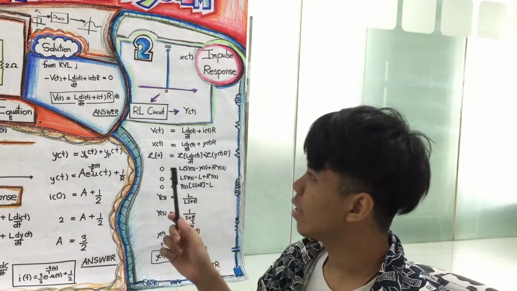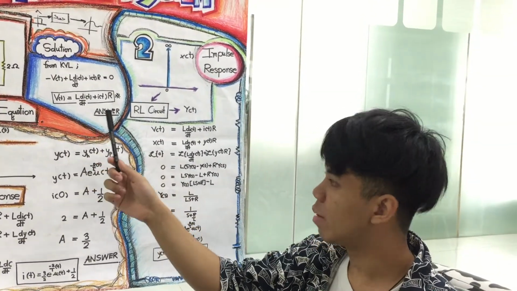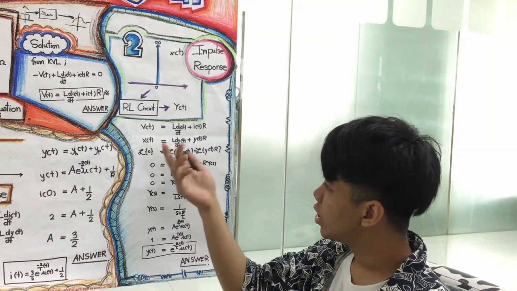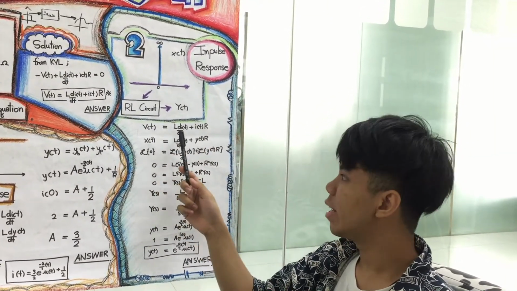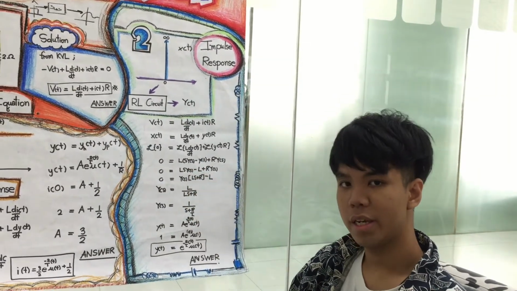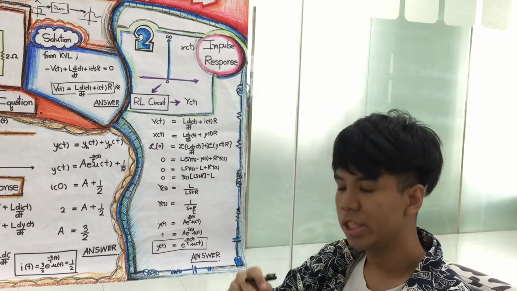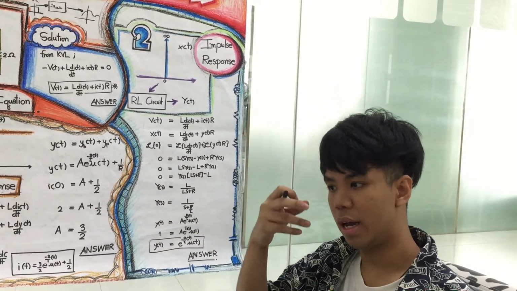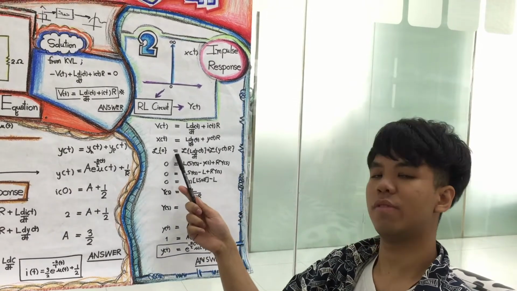Let's go to the second problem. We derive this equation from the first problem, and then we simplify the equation so that Vt becomes xt, and di by dt becomes dy by dt. Because of this, we need to change from an ODE to a normal algebra equation. We need to use the Laplace transform.